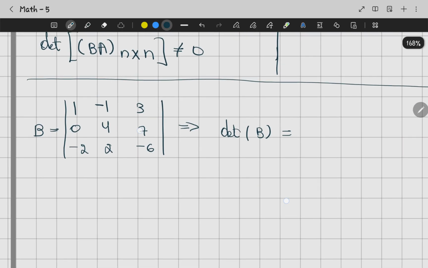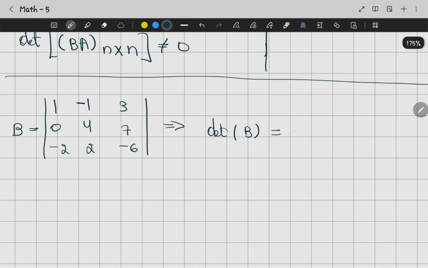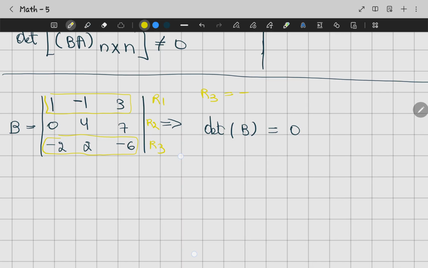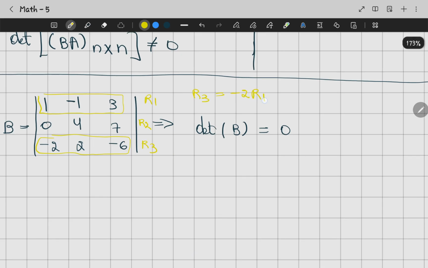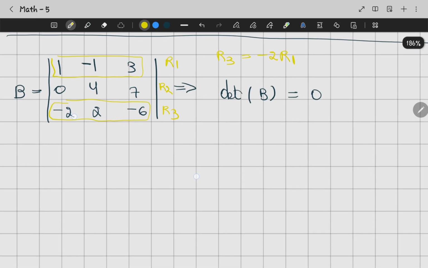Okay, let's say, for example, we have this matrix. The determinant of this matrix will be equal to 0. The reason why it's equal to 0, you could see, if I may say, this is row 1, row 2, row 3. You could see row 3 equals negative twice row 1. So for that reason, the determinant of this matrix will be 0.